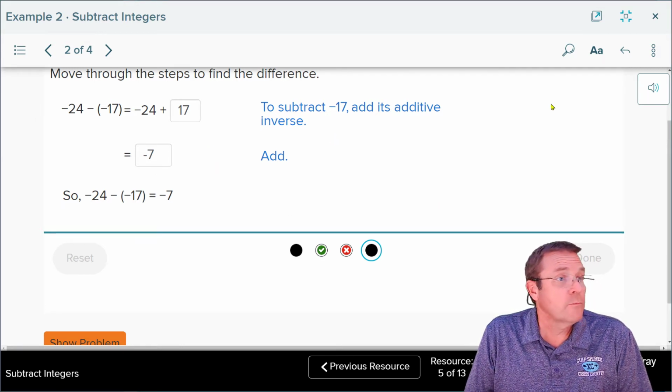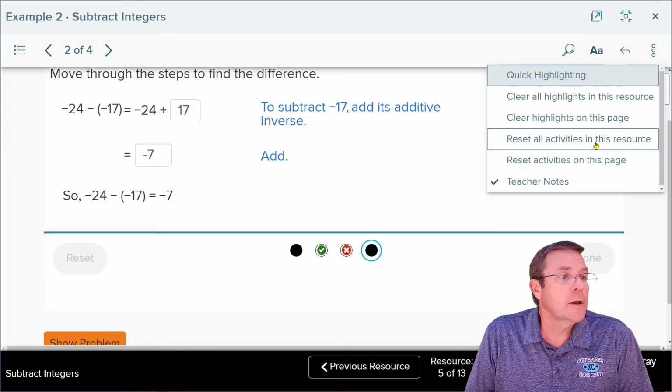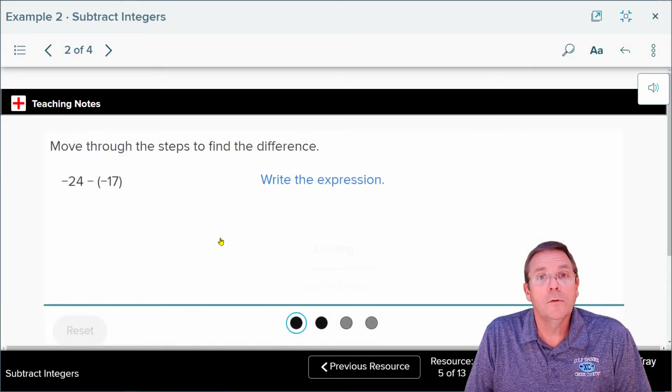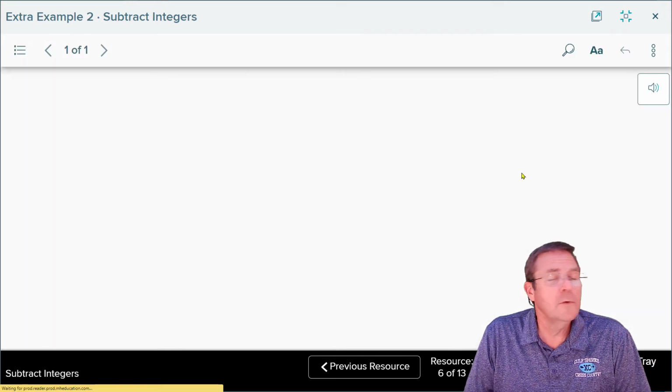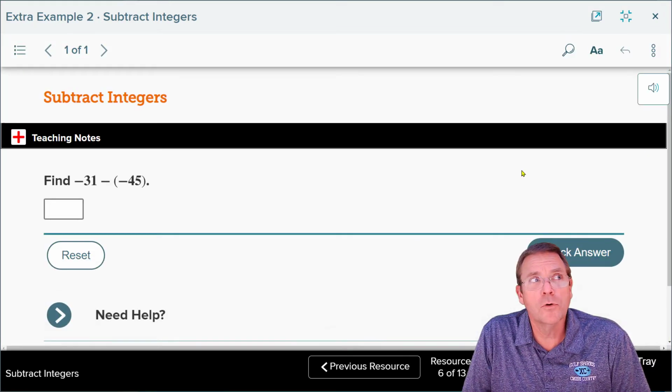Still, I'm impressed. They did my step one. They multiplied the signs, making that ugly problem pretty, because when you do that, everything else gets a lot easier. You guys go ahead and pause the video, work on extra example number 2 right now.